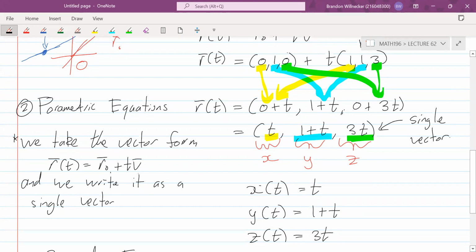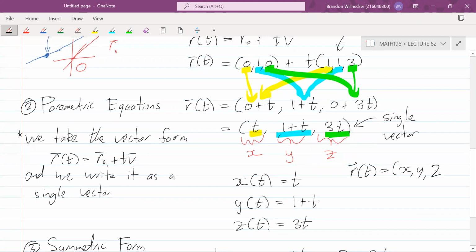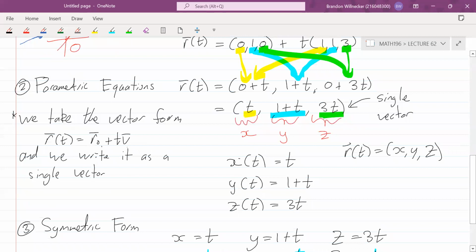Then we just label the components. The first component is going to be x as a function of t, because remember, r of t is x, y, z. We did that right at the beginning, in the first lecture. So the first component is x. So x equals t because of the first bit here. So that gives us our first equation.